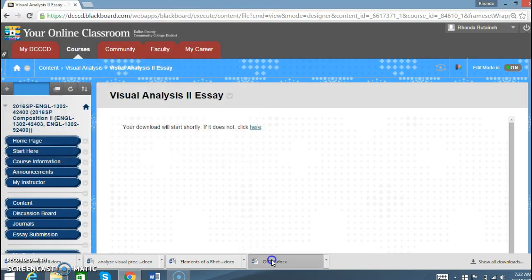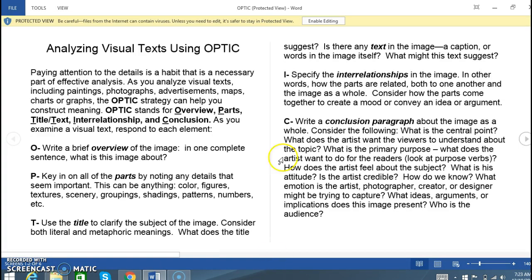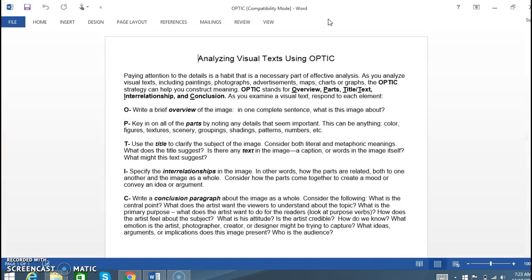And so let's look at Optic real fast, just as a reminder. You should be somewhat familiar with this document after the discussion posts. You need to write an overview of the image, what it's about. That's a good place to start. And then the parts. The parts are key for this assignment because each part will ultimately be a paragraph in your essay. If the piece has a title, you can discuss that.